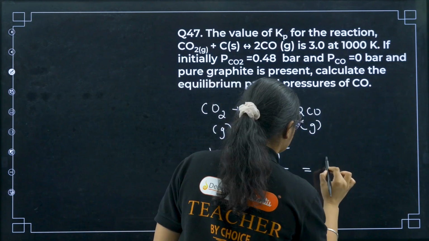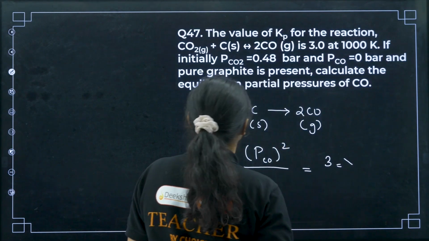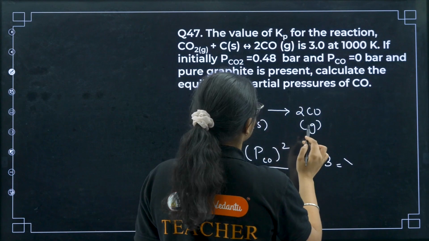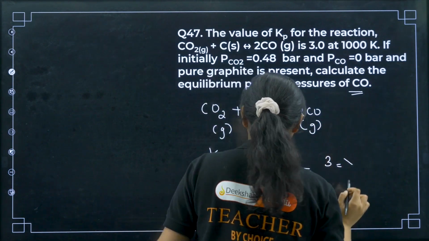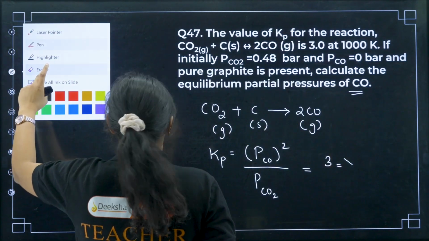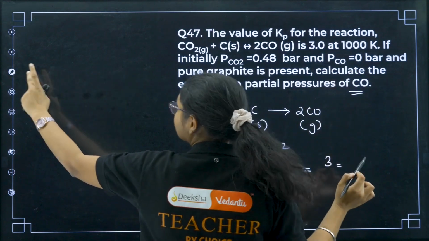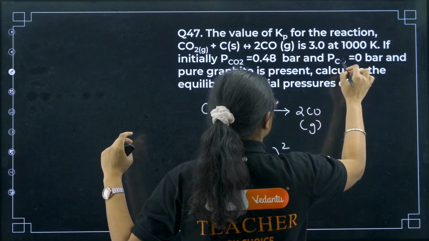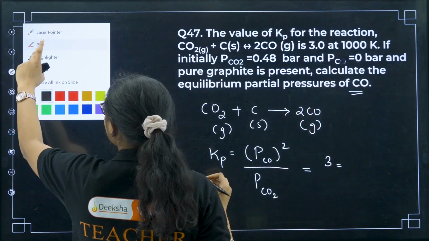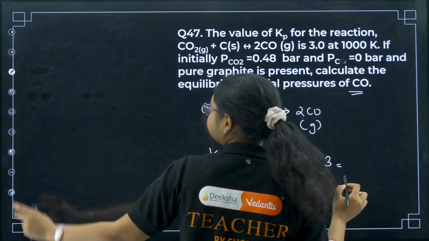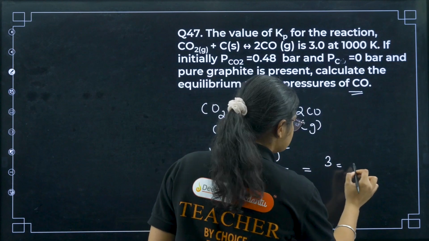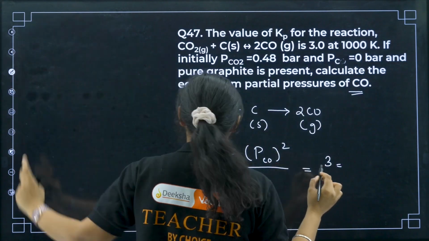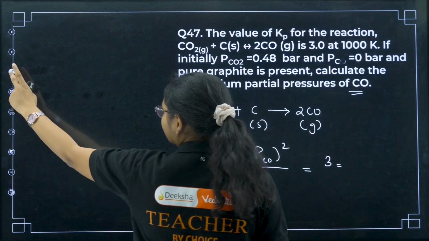Now what is the value of Kp? The Kp value is 3. Okay, the pressure of CO we have to find out. Sorry, one second. This is actually pressure of C, okay, not CO. This is pressure of C because it is a solid one. So what will I get? Did I change the color? No. Okay. So what I'll get, 3 is equal to pressure of CO.